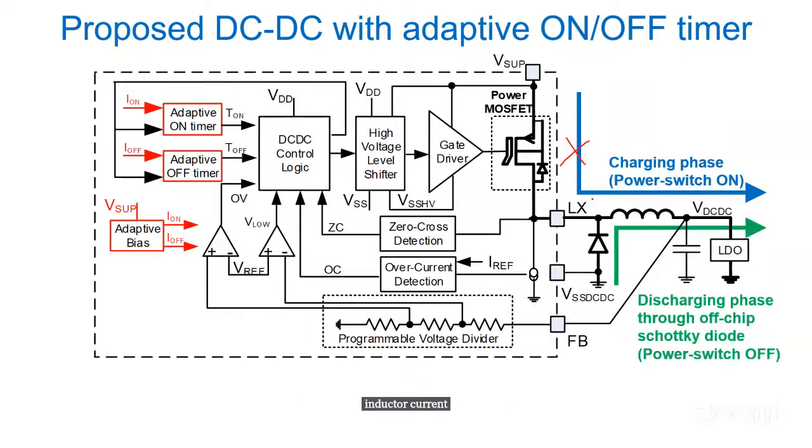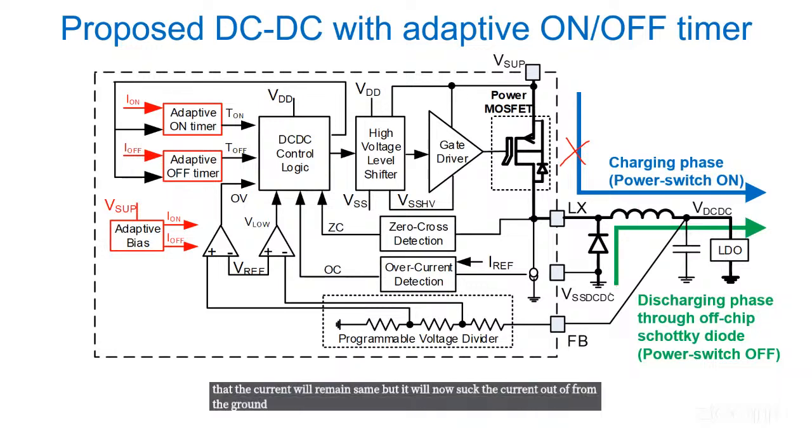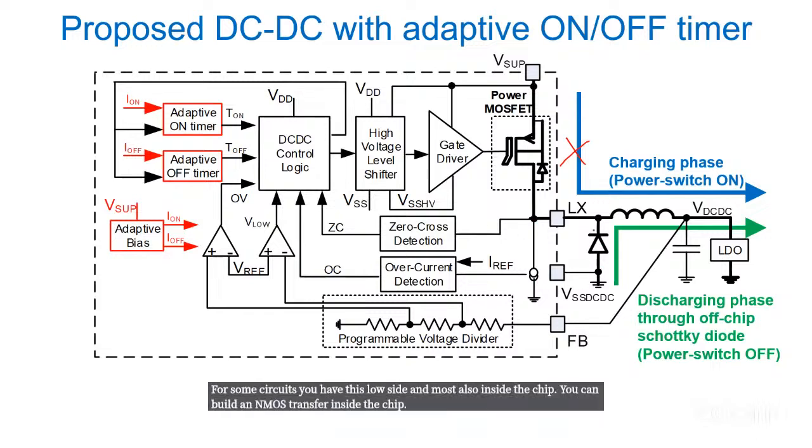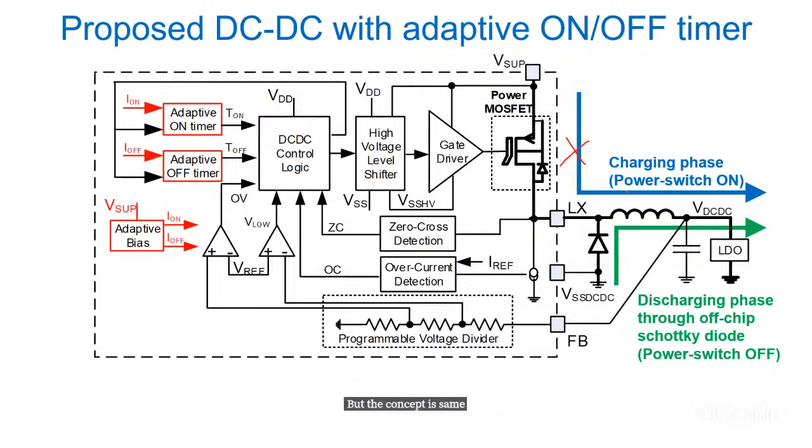Now what will happen is simply that the current will remain the same, but it will now suck the current out from the ground on the reverse path. And the Schottky diode that is there, for some circuits you have this low side NMOS also inside the chip. You can build an NMOS transistor inside the chip, but the concept is the same. The current in the inductor cannot change. So once the power MOSFET is switched off, it will suck the current from the ground.